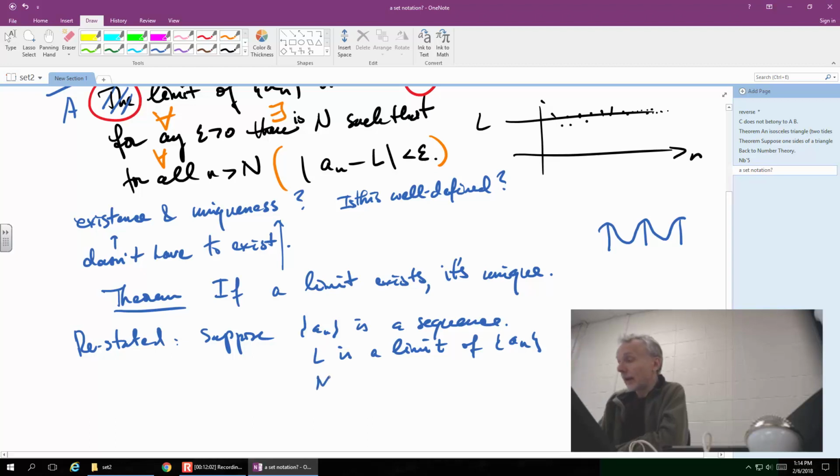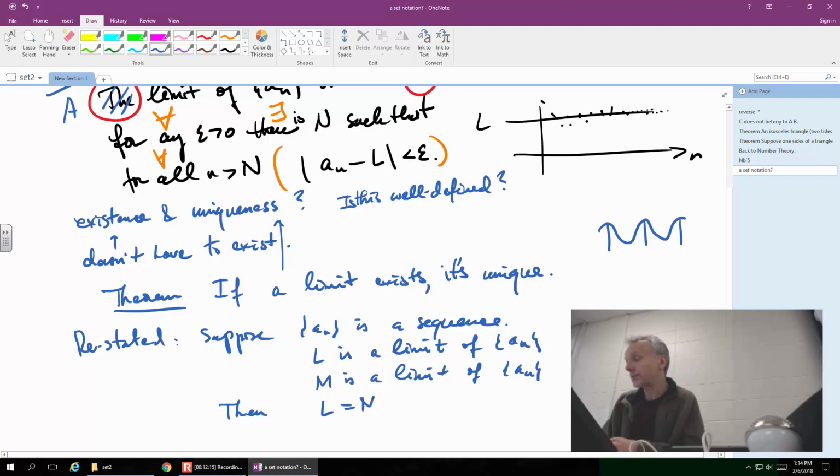So, M is a limit of a_n. So I literally assume that there are two. And then, that's the conclusion of the theorem, L is equal to M. Okay? So that's how we address uniqueness. We kind of state it as if there are two possibilities, and then we say, well, it's the same. That's uniqueness.